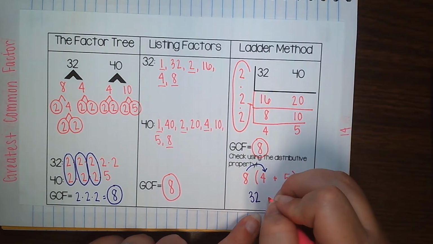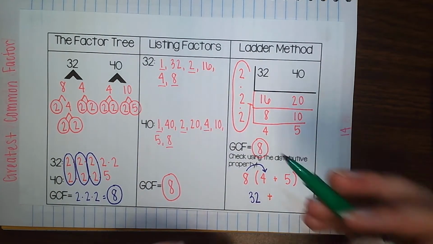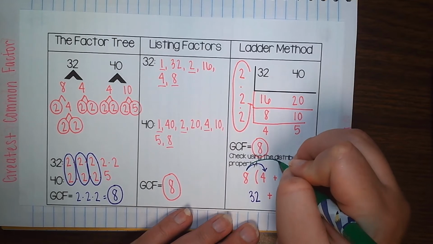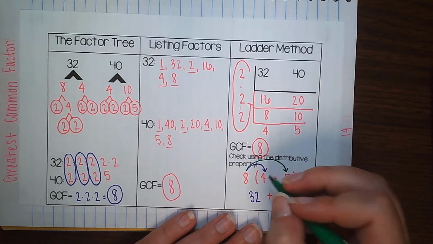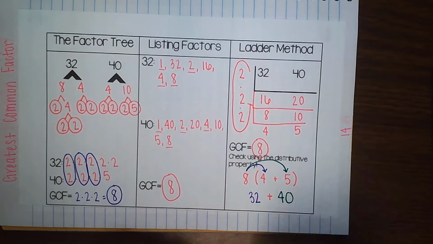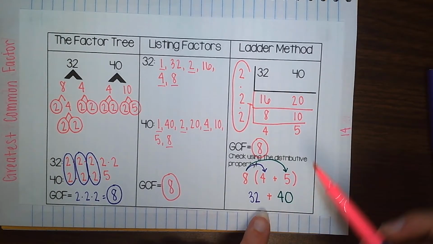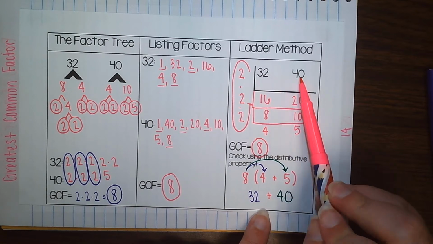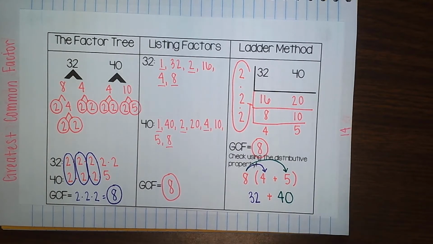Bring down your plus sign. Then if I distribute my 8 to 5, 8 times 5 is 40. These numbers should be the numbers that you started out with. If they are, then that means that you have factored correctly. You have gotten out the greatest common factor.